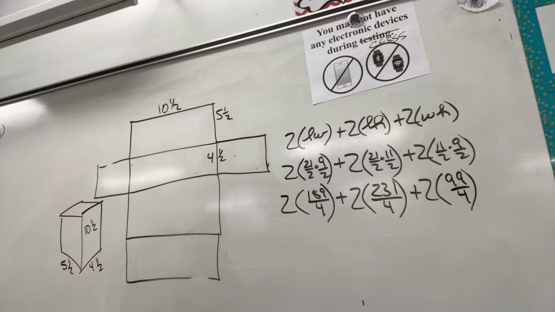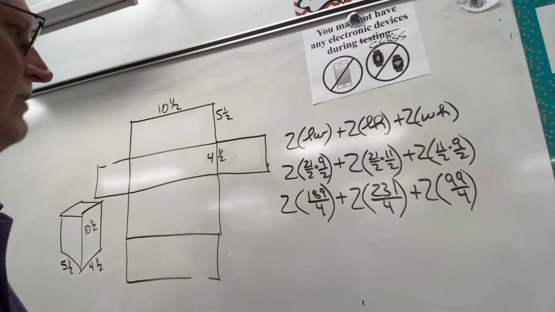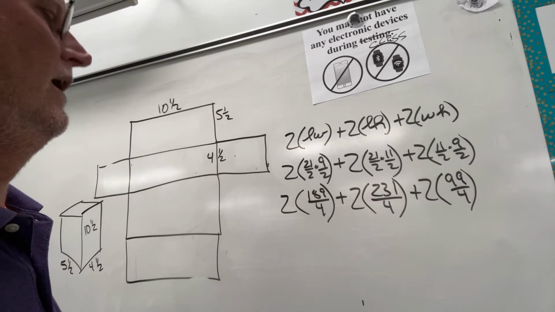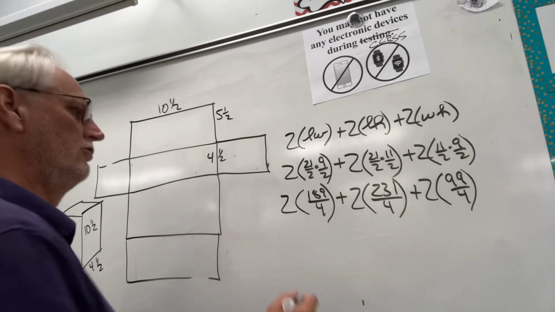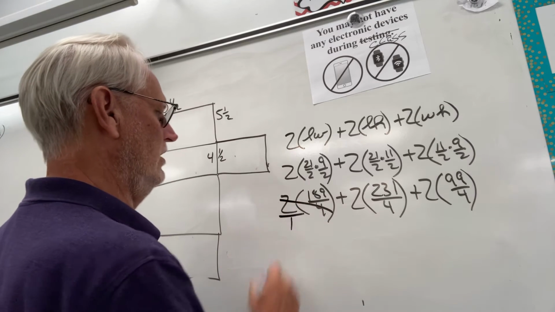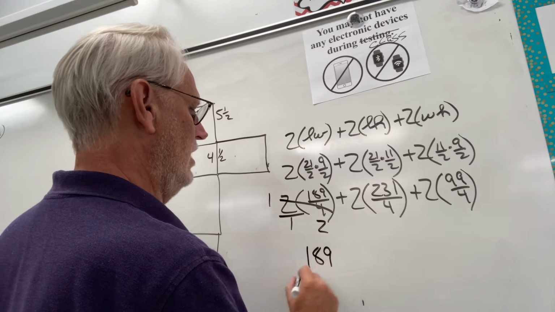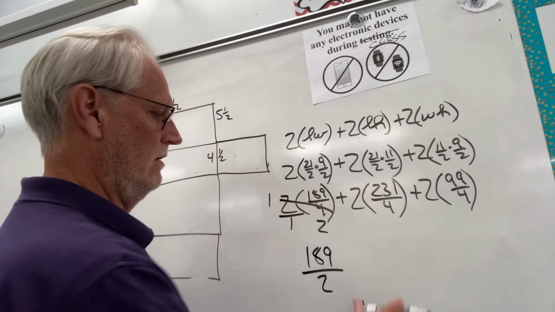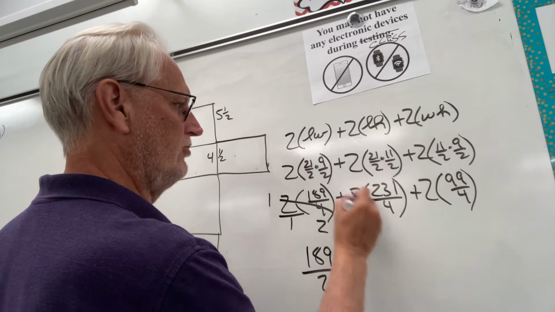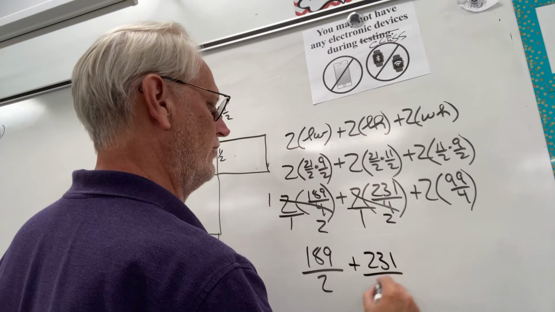Now, here's where I'm going to do it slightly different than what we did when we did the boxes. I'm going to use cross-factoring. As one of the students said, cross-factoring is our friend. So when I multiply 2 over 1 times this, I'm going to cross-factor right here, make this a 1 and this a 2. So this just becomes 189 over 2. That's just cross-factoring right there. That's all I did. I'm going to cross-factor here also. So this is going to become 231 over 2.